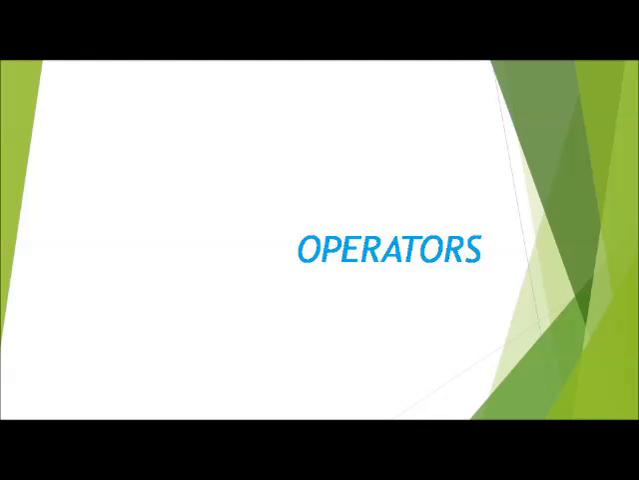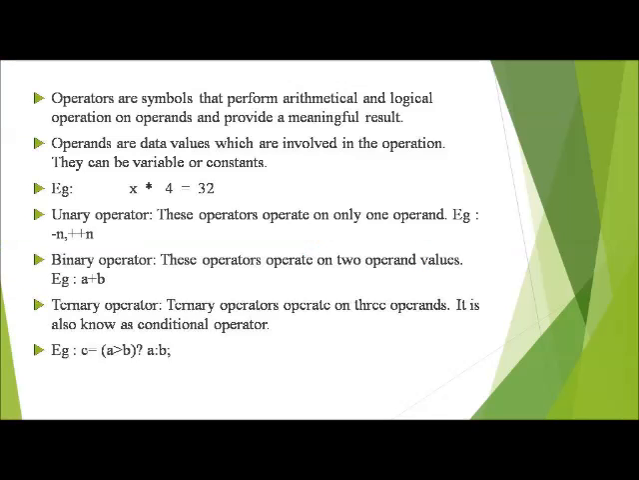Hello students. Today we are going to learn about operators in Java. Operators are symbols that perform arithmetical and logical operations on operands and provide a meaningful result. Operands are data values that are involved in the operation. They can be variables or constants. For example, x * 4 = 32.